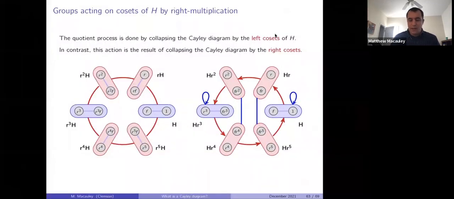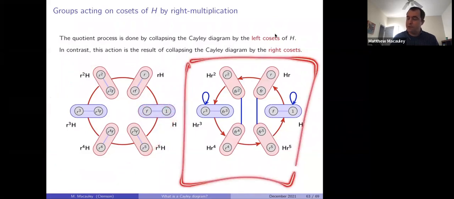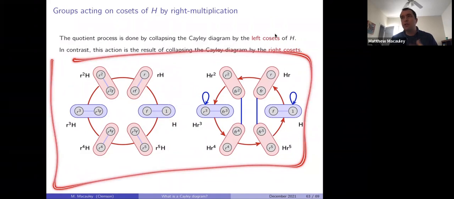Here's if you let a group act on cosets by multiplication. Well, this, as we saw, is not a normal subgroup. You cannot quotient out by it and get a group. But if you act on it by multiplication, you get this action or generalized Cayley diagram. And this is the action. So this is what happens when you collapse this by the right cosets instead of the left coset. So I have my students construct this sort of thing for other groups in class that algebraically would just be too complicated and not motivated to do.